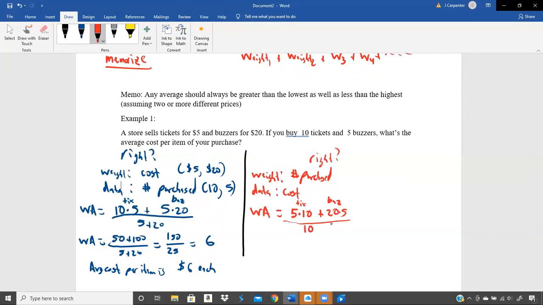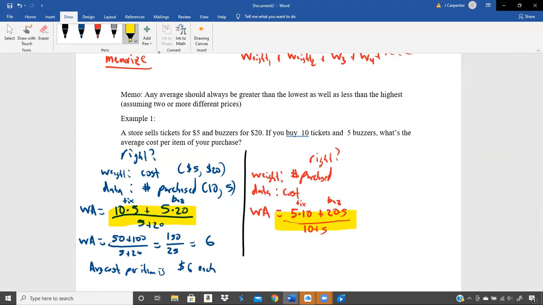So we're going to divide by 10 plus 5. Now, before I move on, I just want to compare and contrast what this looks like versus what this looks like. The bottom is drastically different. The bottom of the left one is 5 plus 20. The bottom of the right one is 10 plus 5. The tops, however, are not different.